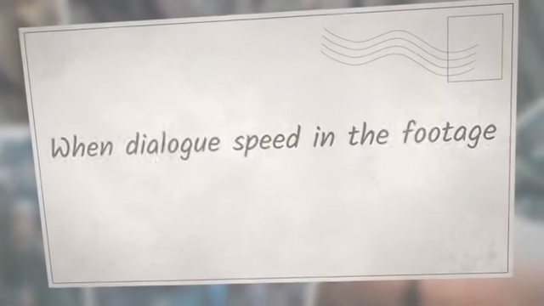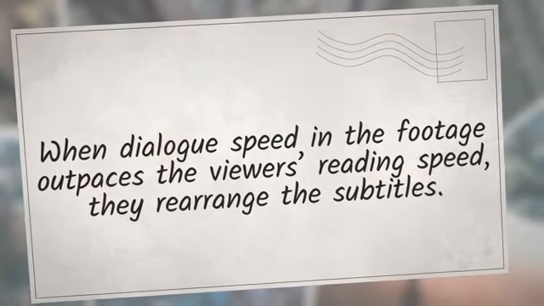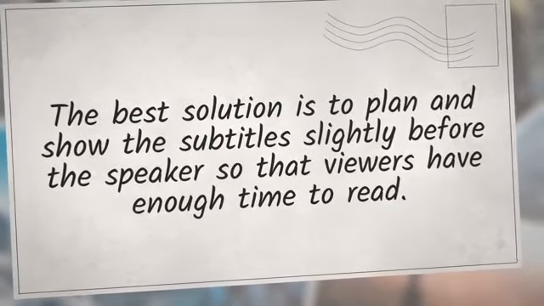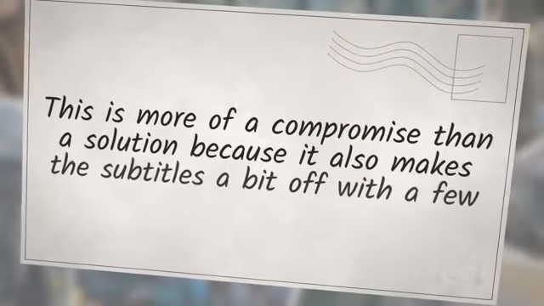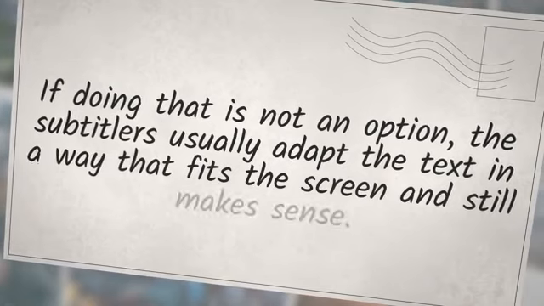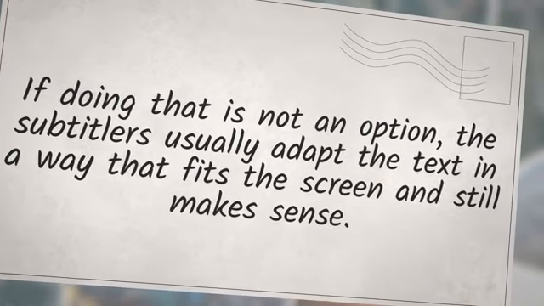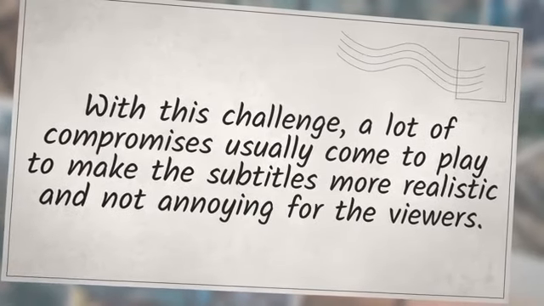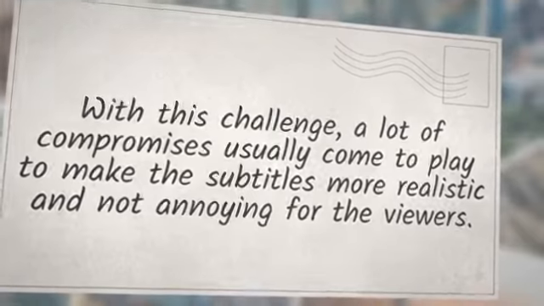When dialogue speed in the footage outpaces the viewer's reading speed, they rearrange the subtitles. The best solution is to plan and show the subtitles slightly before the speaker so that viewers have enough time to read. This is more of a compromise than a solution because it also makes the subtitles a bit off with a few seconds or so. If doing that is not an option, the subtitlers usually adapt the text in a way that fits the screen and still makes sense. With this challenge, a lot of compromises usually come to play to make the subtitles more realistic and not annoying for the viewers.